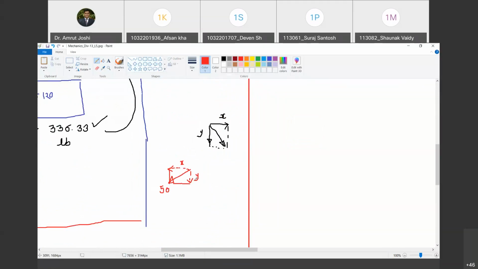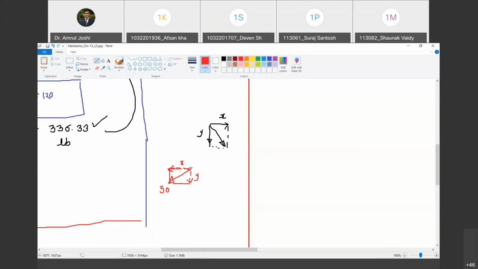Yes, sir. So there is no other way. I have to have x component this way and y component this way. Then only they will add up to 50 Newton, if I complete the parallelogram. Are you with me? Yes, sir. So therefore, this component, x component, has to be towards left. I hope you have understood now.